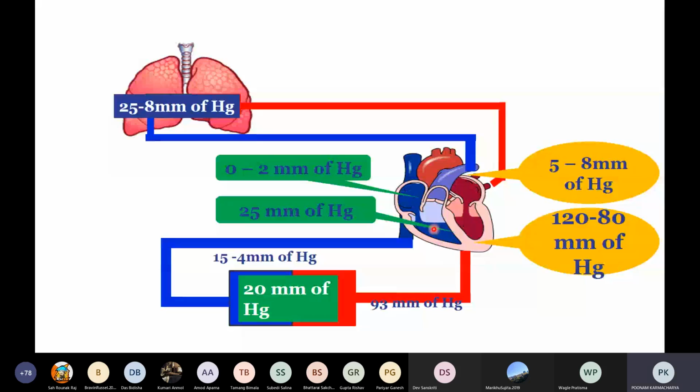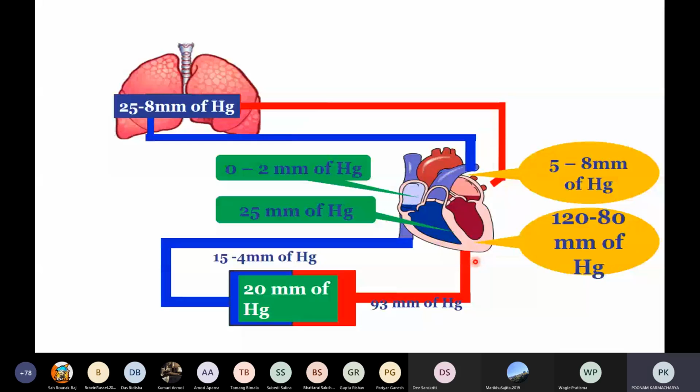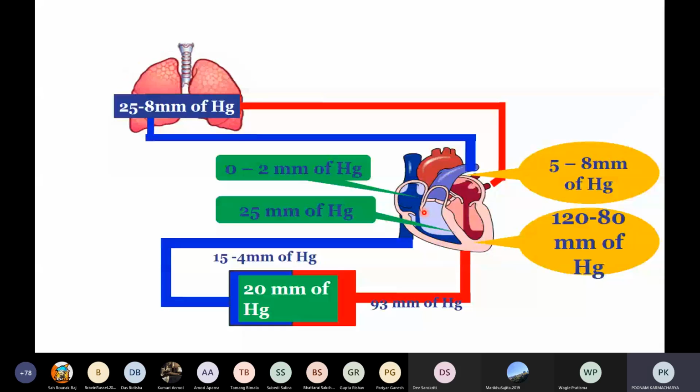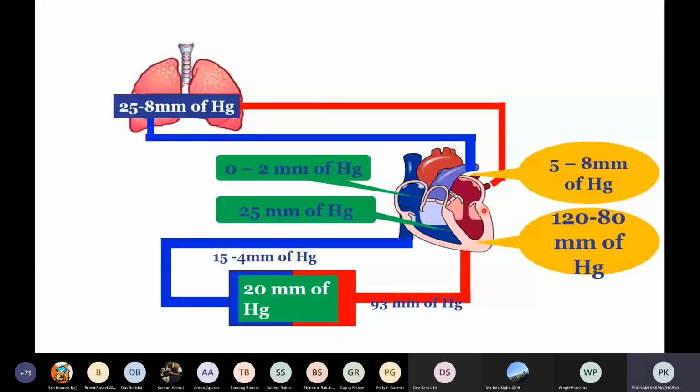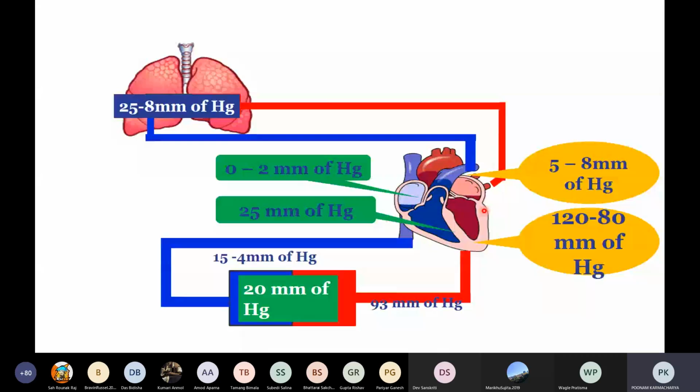And for that blood to push to all the tissues and again back to the right atrium, we need a lot of pressure. So that's why it's also called the high pressure system, right? Because the left ventricle has to push the blood to a very large systemic circulation, right? And because of that, we need more pressure from the left ventricle. That's why the left ventricle has more pressure created, right?